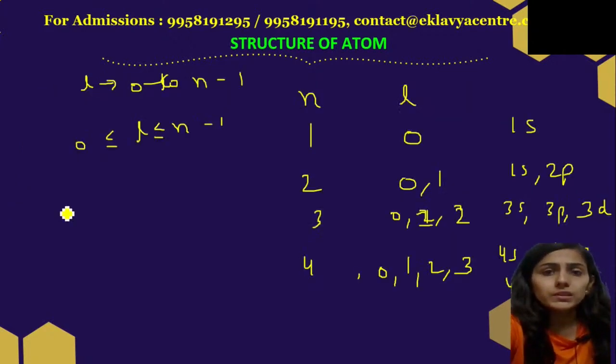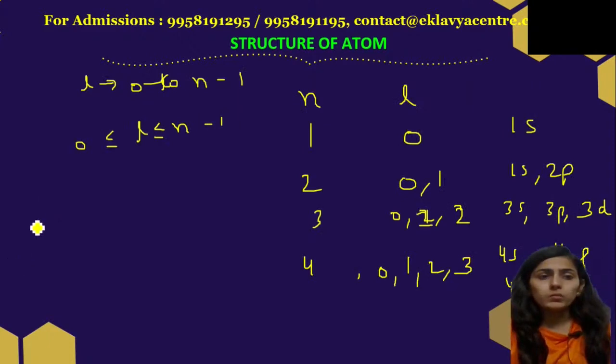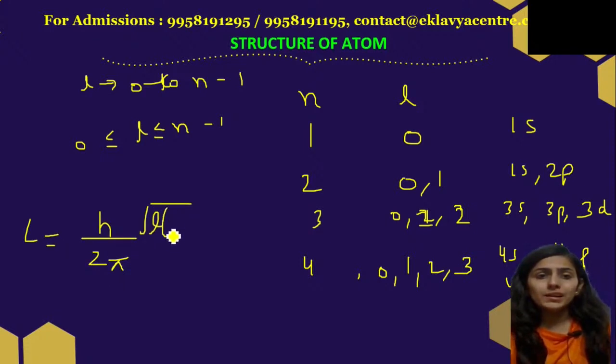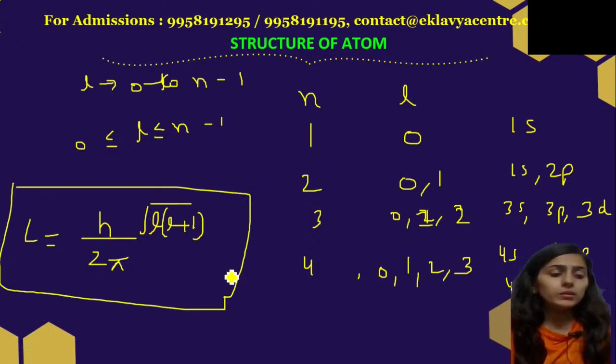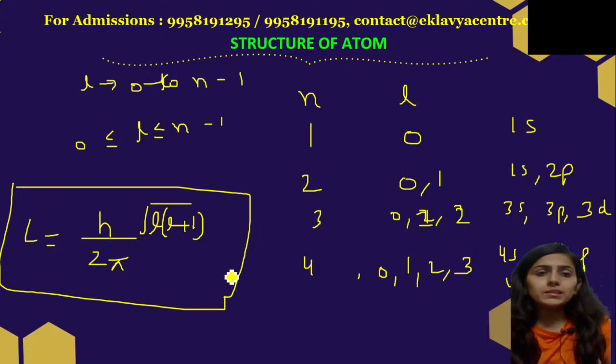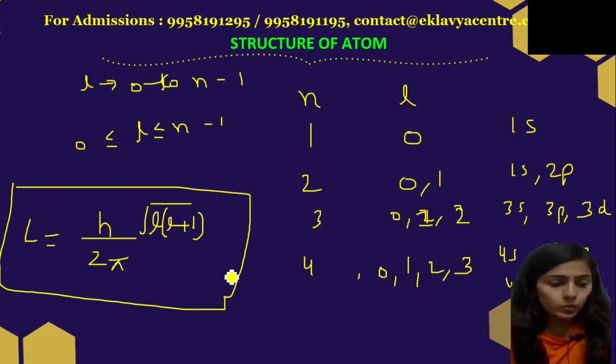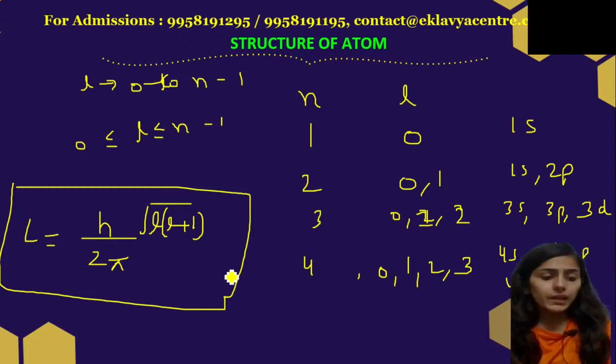Next we have to see orbital angular momentum. The formula for orbital angular momentum is h upon 2 pi under root of L into L plus 1. What is L? The azimuthal quantum number. Suppose in the exam they ask you the angular momentum of an electron, its formula is h upon 2 pi under root of L into L plus 1. Right, beta? Can you do it?